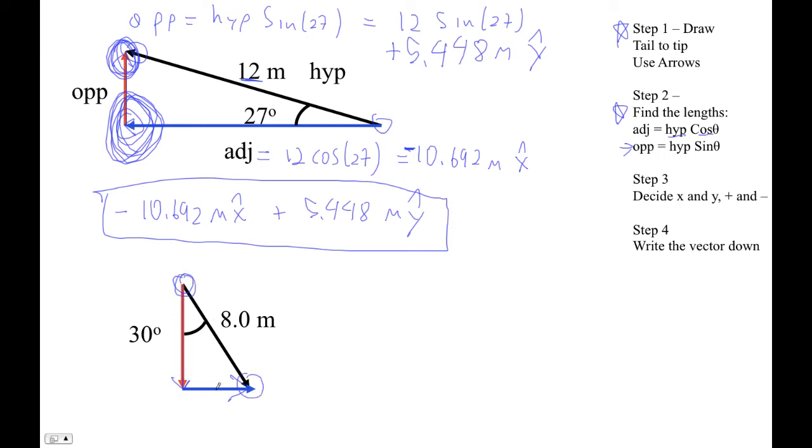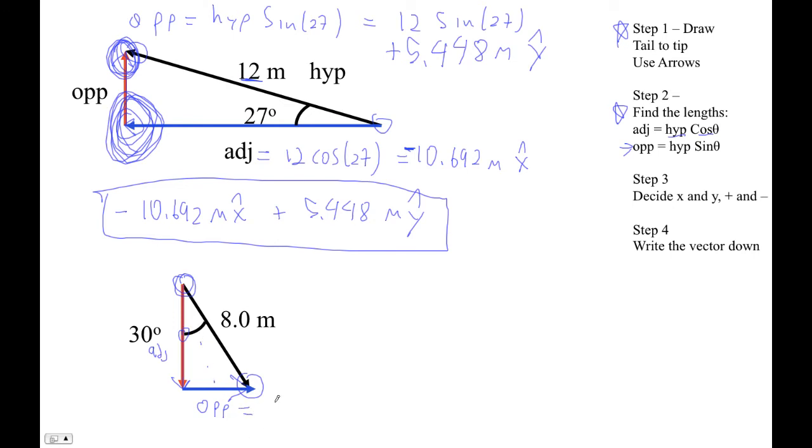You want to draw it around the angle that you're given. Right, so here I went down because the angle was given like that, and then over. Okay, the next thing is find the lengths, find the sides. Right, so this side here is the opposite side. This side here is the adjacent side. I know that because this side touches the angle, this side is opposite the angle, yeah?